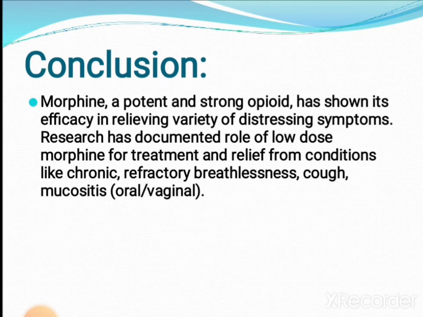At the end, conclusion. Morphine, a potent and strong opiate, has its efficiency in relieving a variety of distressing symptoms. Research has documented the role of low dose morphine for treatment and relief from conditions like chronic, meaning very severe, conditions: refractory breathlessness, meaning there is a problem in breathing, severe cough, and mucositis, oral or vaginal.